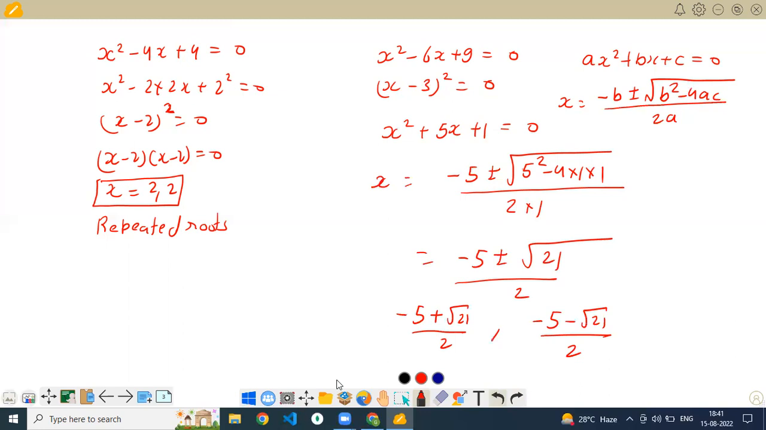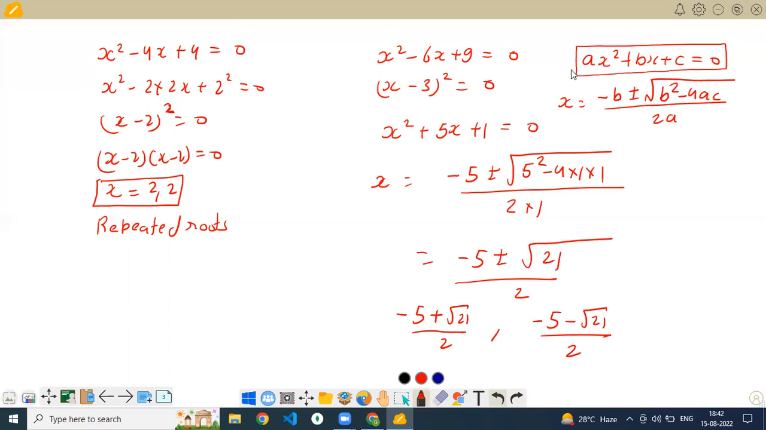So what's the derivation of the formula that we got? You can skip that for right now. If you want to do it, the derivation is that you have to convert this into a perfect square.